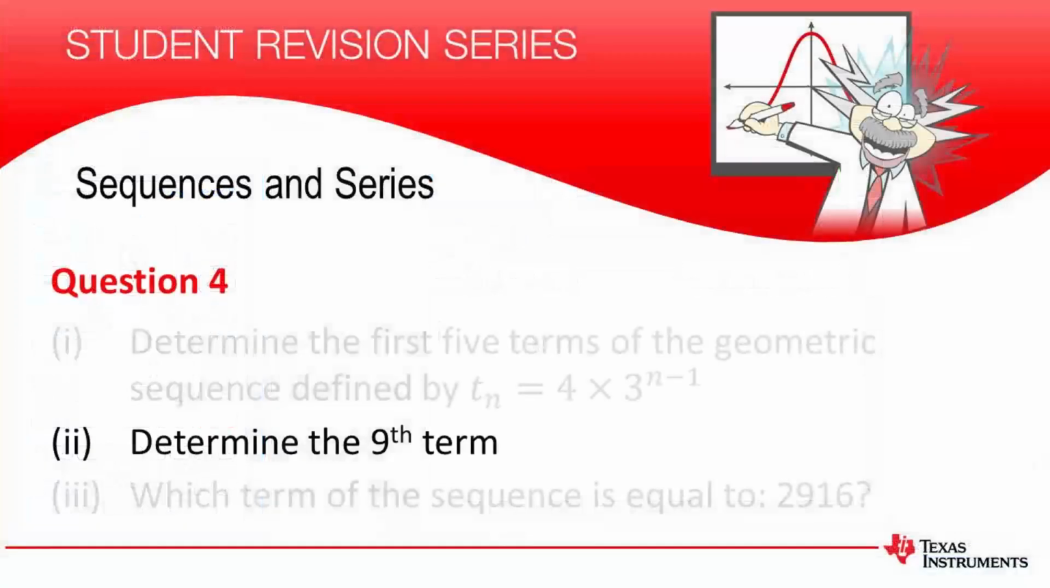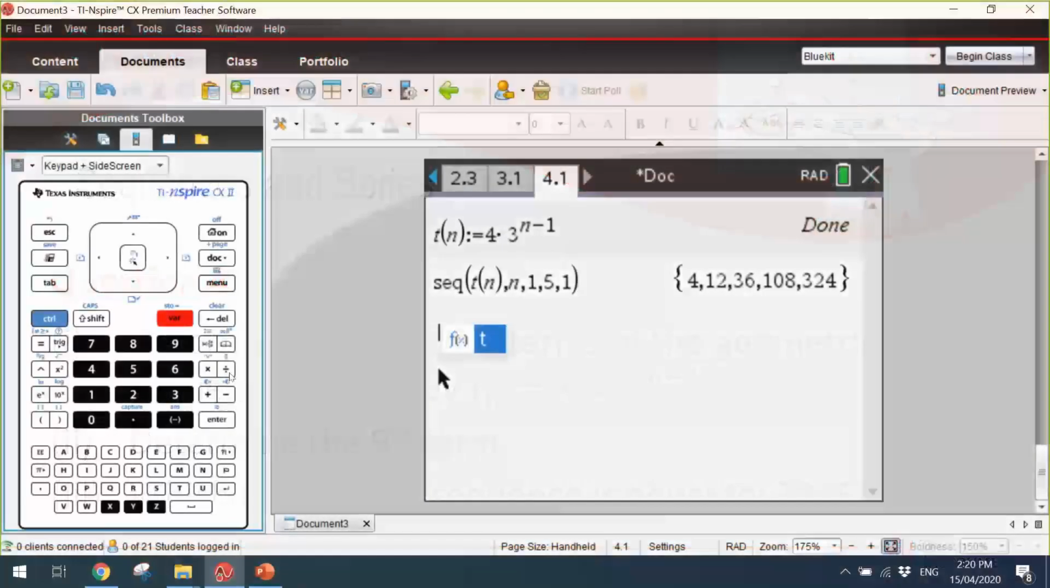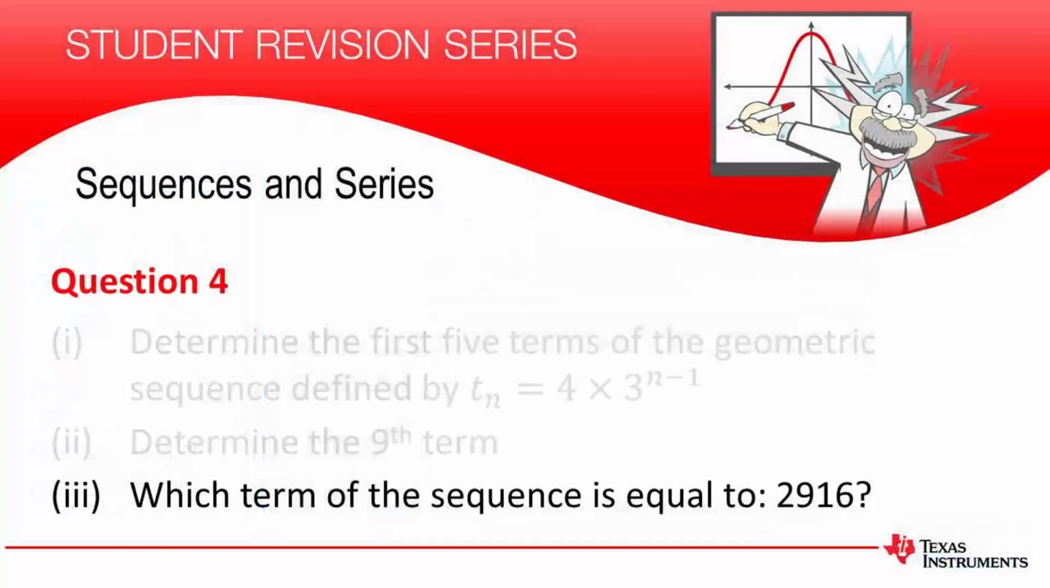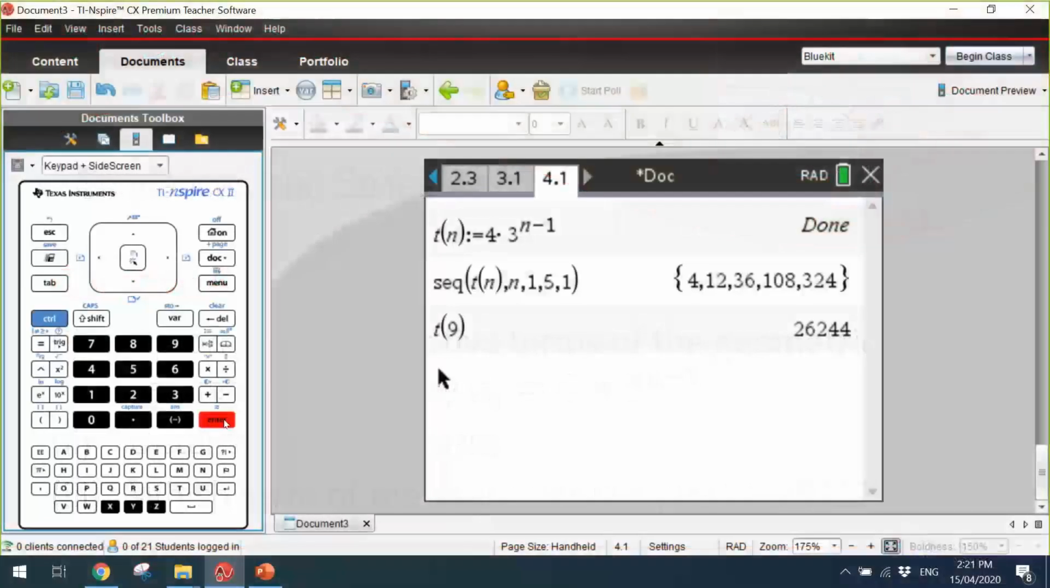Now it says determine the 9th term. Because you've got the variable defined, press enter, and press 9, and then press enter, there's the 9th term. Now which term of the sequence is 2916? Remember this is a non-CAS calculator, we can still use numerical solve. We don't have a lot of the features of the CAS calculator, but let's look at numerical solve again. You can type in nsolve and recall it because it's a use command.